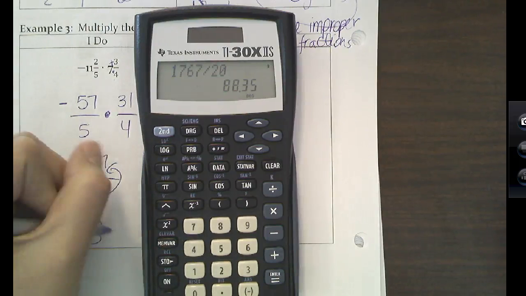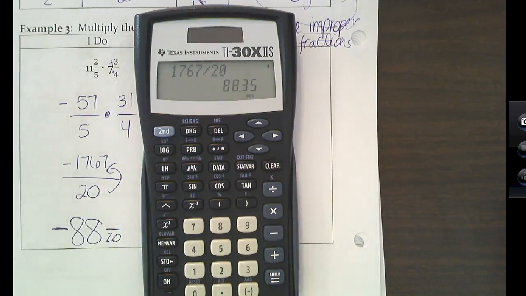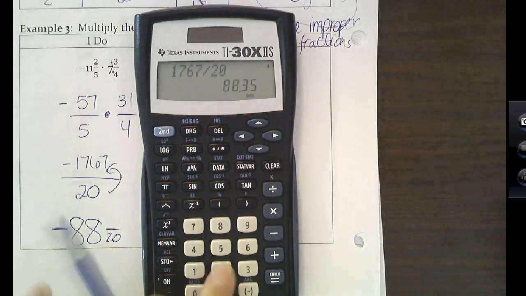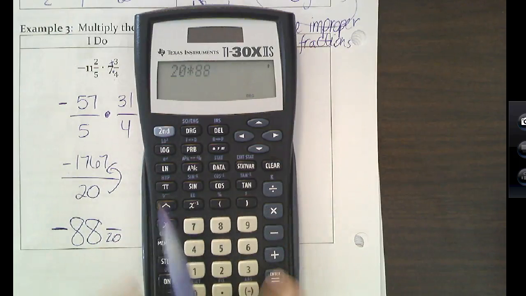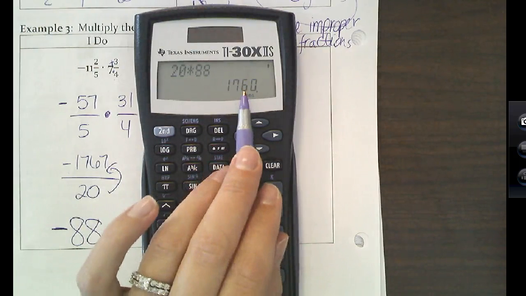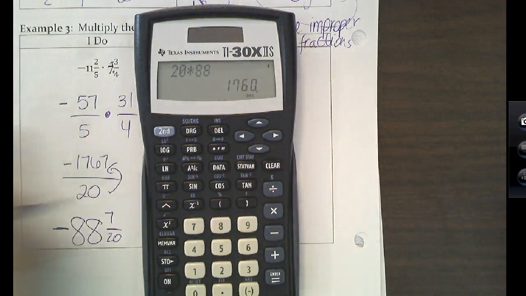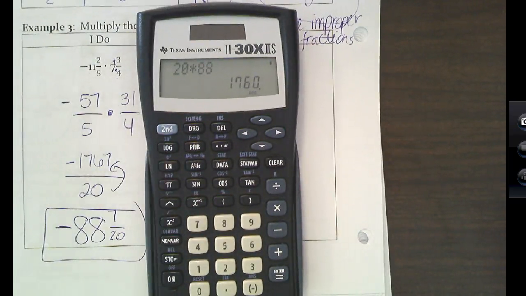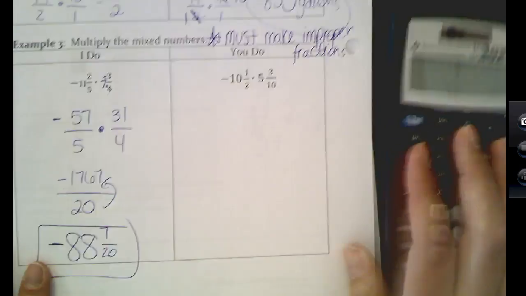My denominator is still going to be 20. And I want to know how many are left over to get up to 1767. Well, I'm going to multiply 20 times 88, and I get 1760. So do you agree that there's 7 left over? So 7 are left over. All right, let's jump to our next one.